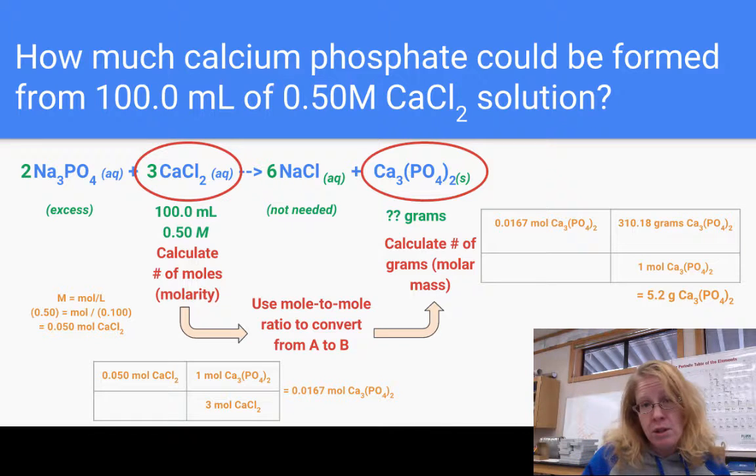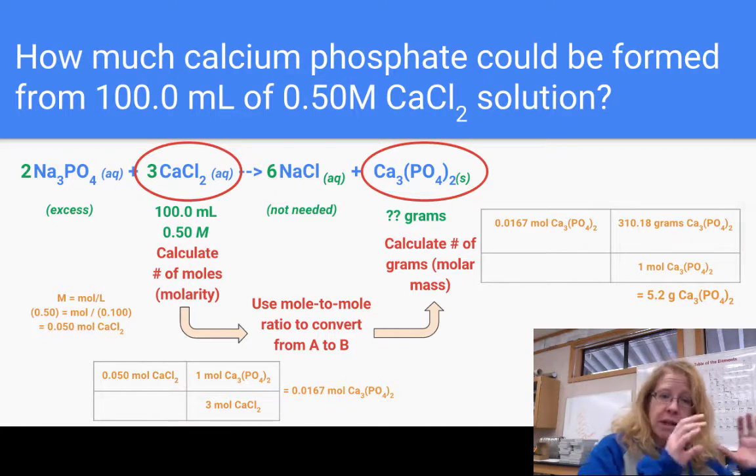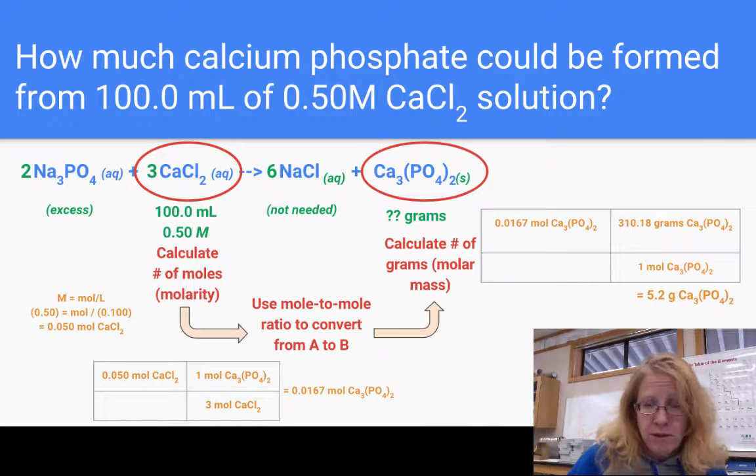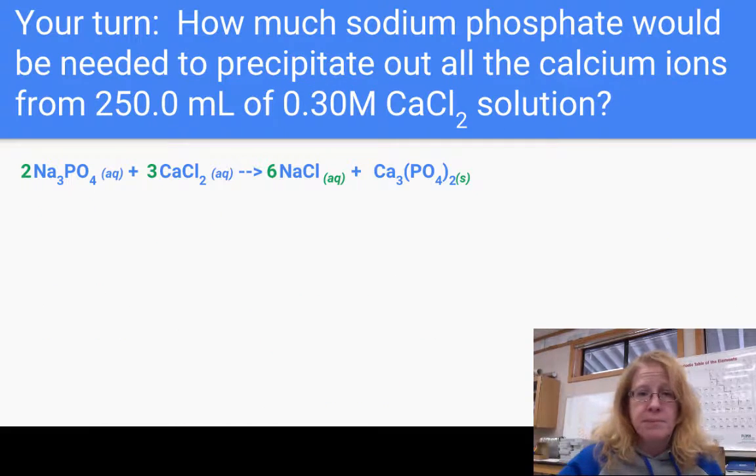I could have done, just so you know, if you like to do this, I could have done these two things in a single wonder fraction all the way across. I did not have to break it into 2. But it's up to you which one you want to do. If you want to do it as moles and then moles to grams, that's totally fine. So my final answer, 5.2 grams of calcium phosphate could be produced from this.